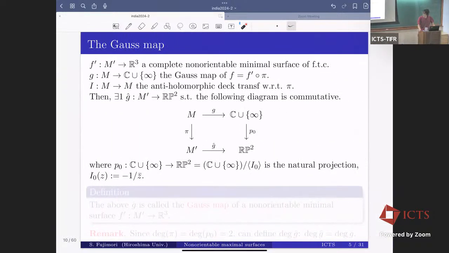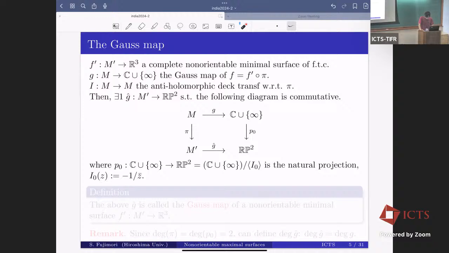Okay. And now we consider the Gauss map of a non-orientable minimal surface. Let F prime be a complete non-orientable minimal surface of finite total curvature, and G the Gauss map of the double cover. Then G is a meromorphic function, and take I, the anti-holomorphic deck transformation with respect to pi. Then there exists G hat, which is a map from M prime into the real projective plane, such that the following diagram is commutative.